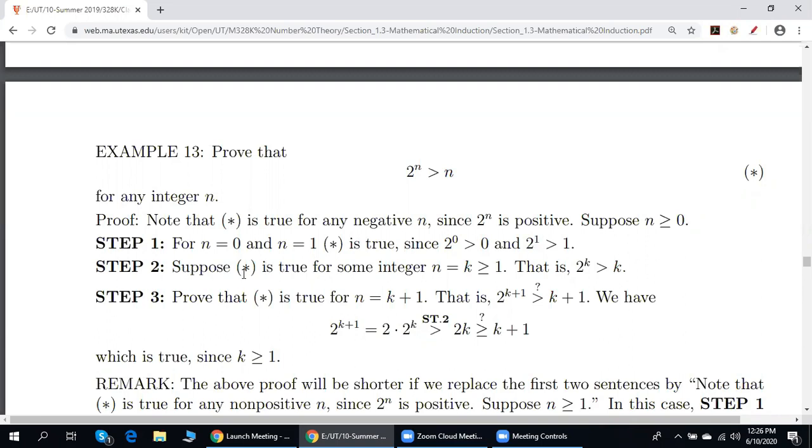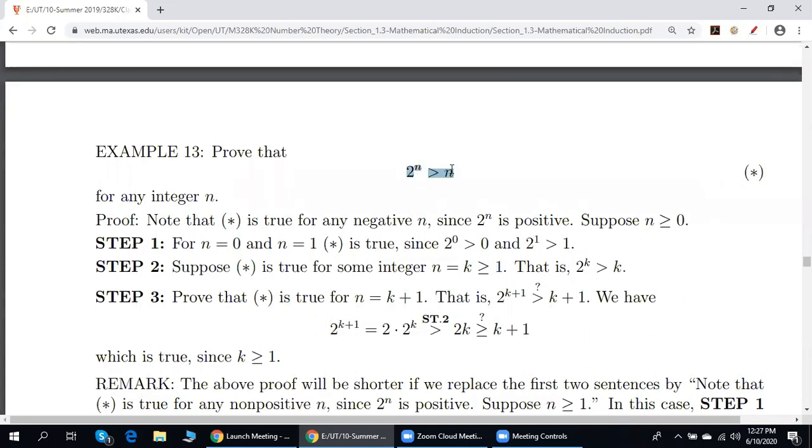Step 2. Suppose this is true for some integer n is equal to k, which is greater or equal to 1. Note that in all previous examples, if here we have some number, here we have the same number. However, since in step 1 we showed that this is true for n is equal to 0 and n is equal to 1, here we can put 1.